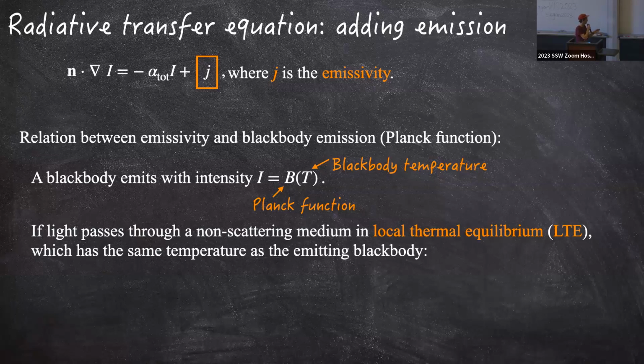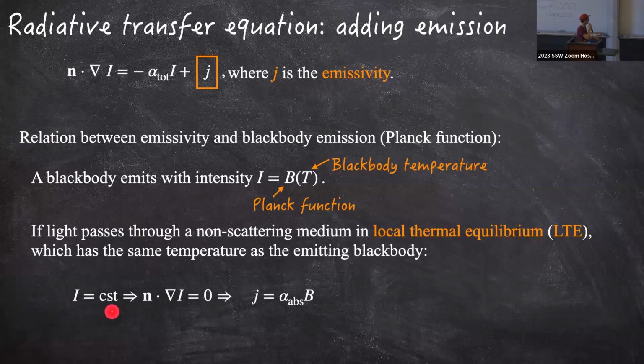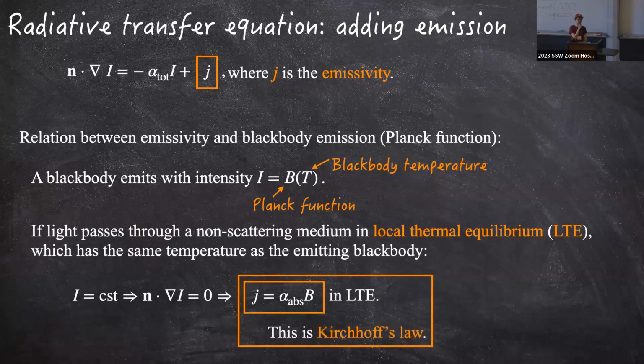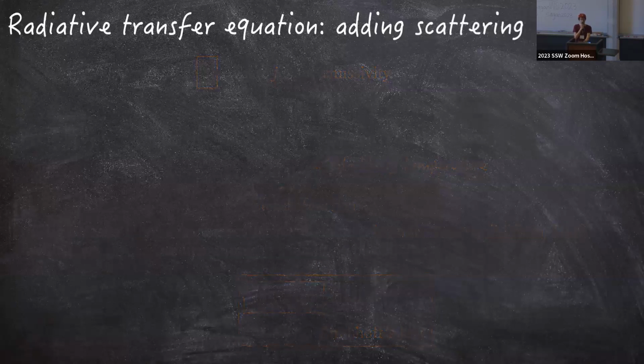In this case, we can just write n times nabla I is 0, and we can solve this for j. And in this case, we find j equals alpha ups times B. And this is very important. This is Kirchhoff's law, or Kirchhoff's law, how we'd say in German. So in local thermal equilibrium, for any medium, the emissivity will be alpha ups times the Planck function. Very important to remember.